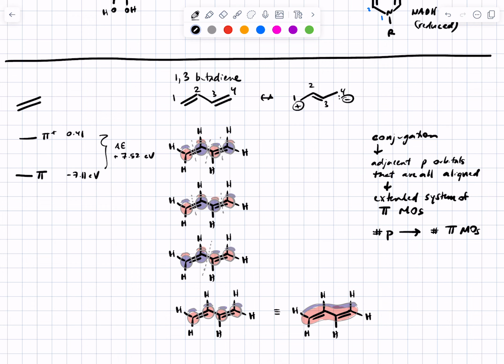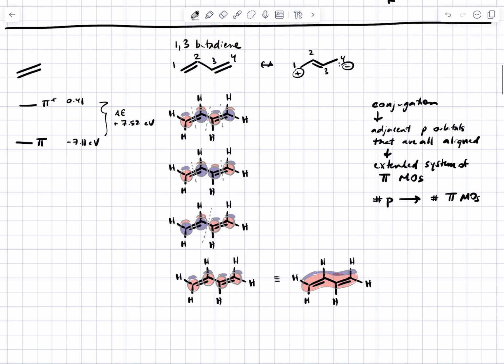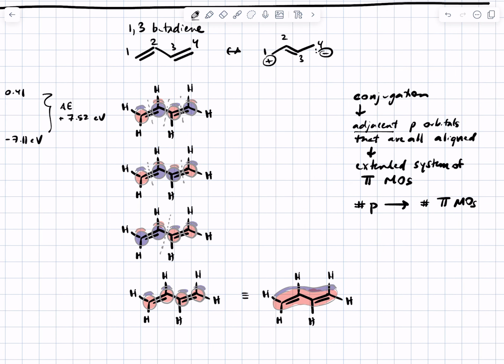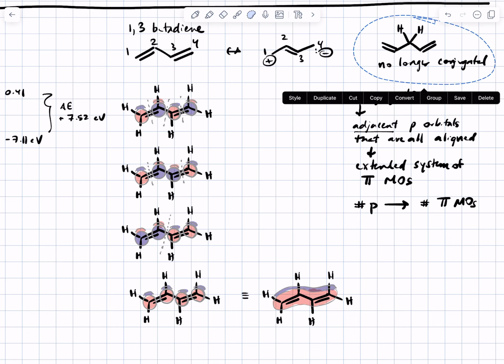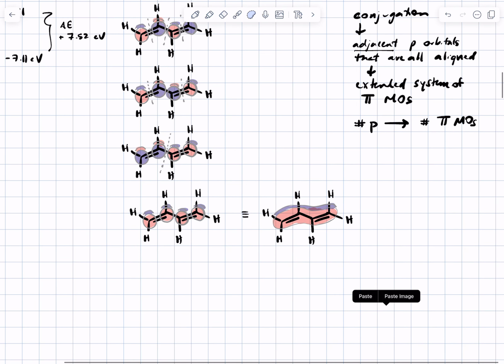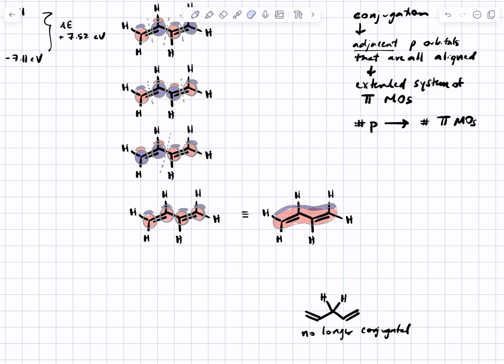All right, so all of these points are important. The fact that the p orbitals have to be adjacent to each other is important. The fact that they have to line up with each other is important. For example, if we put an sp3 hybridized carbon in between the 2 double bonds, that's no longer conjugated. Now you just have 2 isolated pi bonds, and the reason for that is the carbon in the middle doesn't have a p orbital, right?